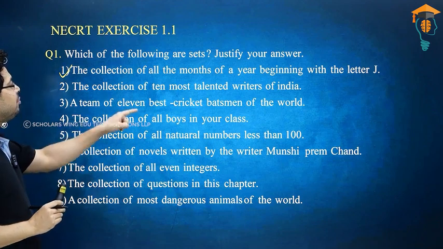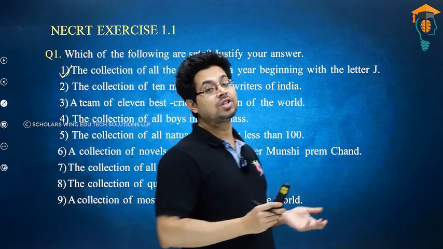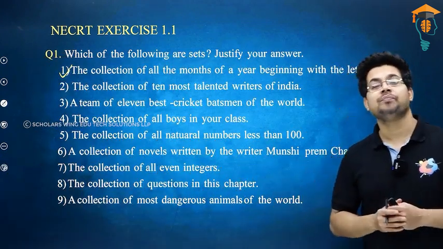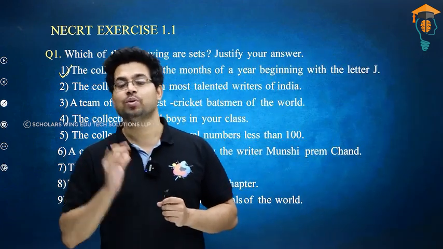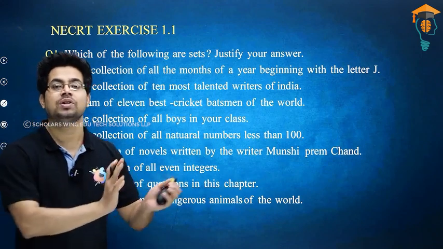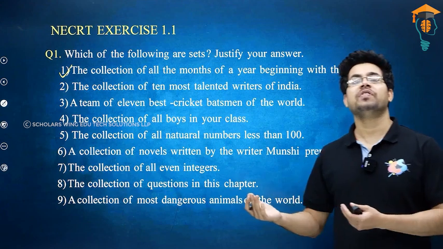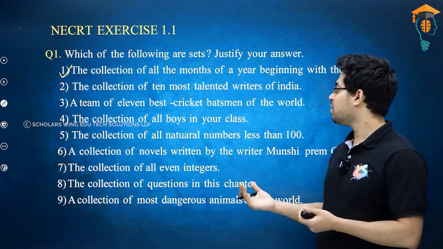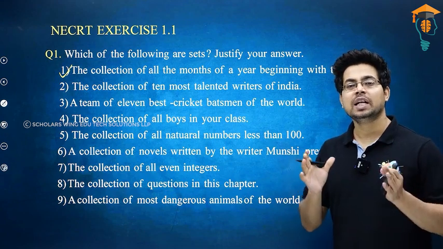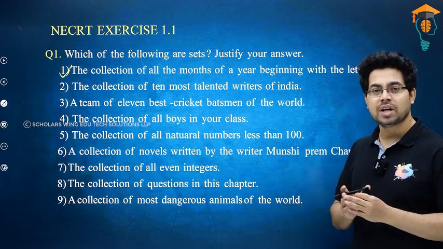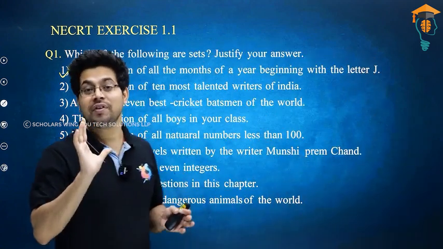A team of 11 best cricket batsmen of the world. Again it is a controversial thing. Somebody will say, I like AB de Villiers. Somebody will say, no, I like MS Dhoni. Somebody will say, no, I will go with Sachin Tendulkar. So it is a controversial thing. For different people, different batsmen can be great. You cannot say which are the best 11 batsmen. I can form a team of 11 best batsmen in so many ways according to so many people. So again, it is not a fixed thing.